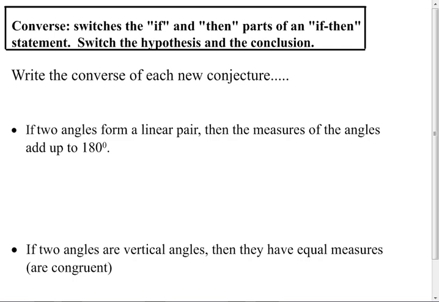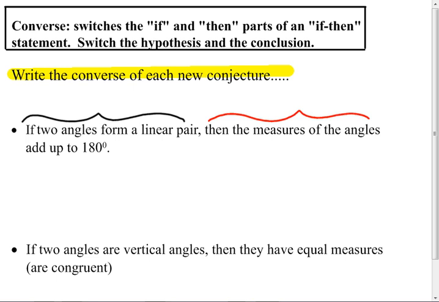Now, this is probably a new word for you. Converse, have you seen that? All you do is flip the if and the then. That's it. But the problem is you have to worry about the English. So right now, my if is two angles form a linear pair, and the then is the measures add up to 180. I want to reverse that. I'm going to do the first one with you. The second one I want you to try.